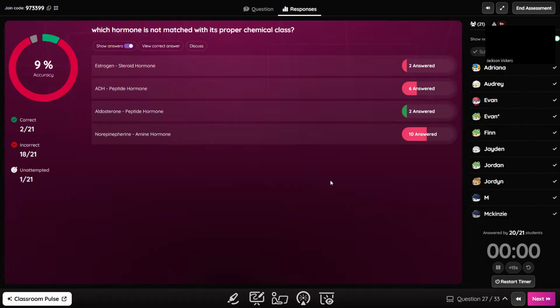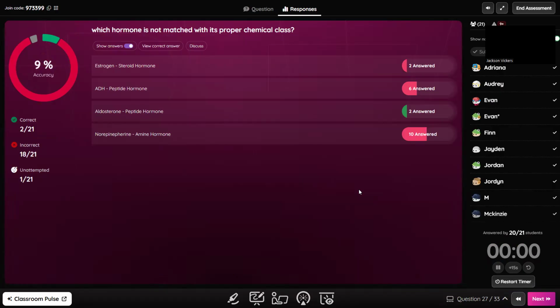Okay. So there's three ways we characterize hormones: steroid hormones, peptide hormones, and amine hormones. Estrogen is a steroid hormone. ADH is a peptide hormone. It's released by the pituitary. Specifically, which side of the pituitary is ADH released from? Anterior or posterior?